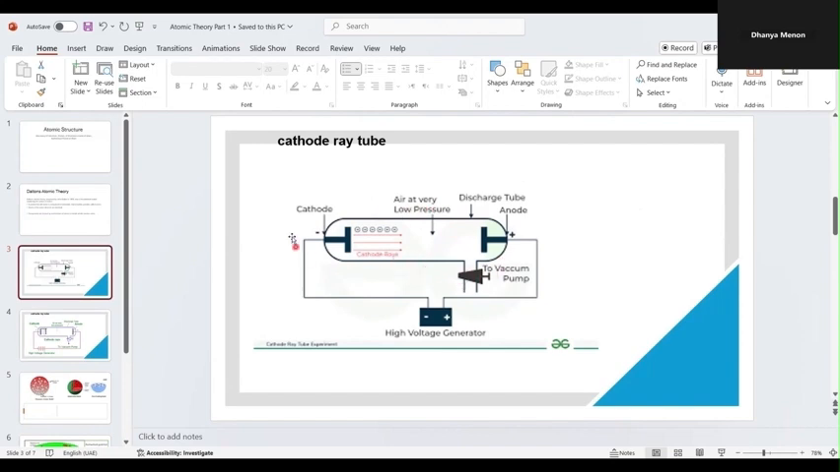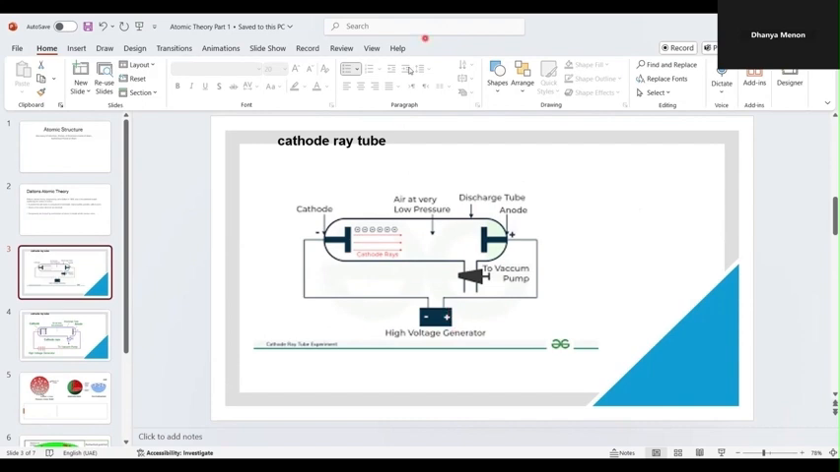Okay, students, please remember the electrode that is connected to the negative terminal is called a cathode, and the electrode that is connected to the positive terminal is the anode. Now, this cathode and anode are connected to a high voltage of around 10,000 volt.